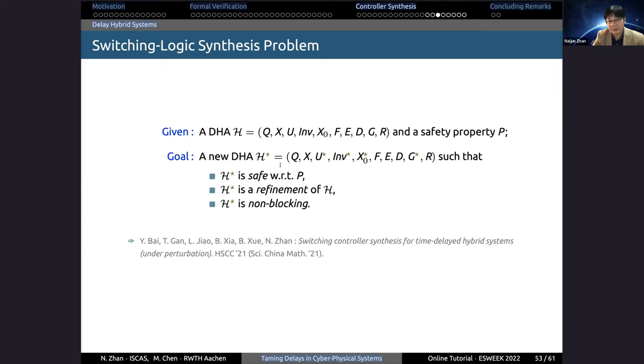we need to guarantee that the behavior of the resulting hybrid automata is not empty. Otherwise, we can simply assign false to the invariant and the guard, and also maybe set the initial set to be empty. Then we get a resulting hybrid automata that satisfies the safety property because it does nothing, so there is no behavior. That's the trivial solution, so we want to avoid such a trivial solution.